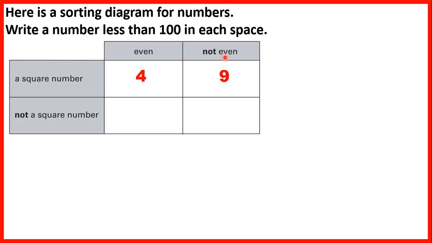Here, we want a number that is not a square number, but is even. So we could have 6 here, because you can't multiply a number by itself to get 6, but it is an even number. And now we want a number that is not a square number and not even. So we could have 7 here. It's not a square number because you can't multiply a number by itself to get 7. And it's not even because even numbers always end in 0, 2, 4, 6 or 8.